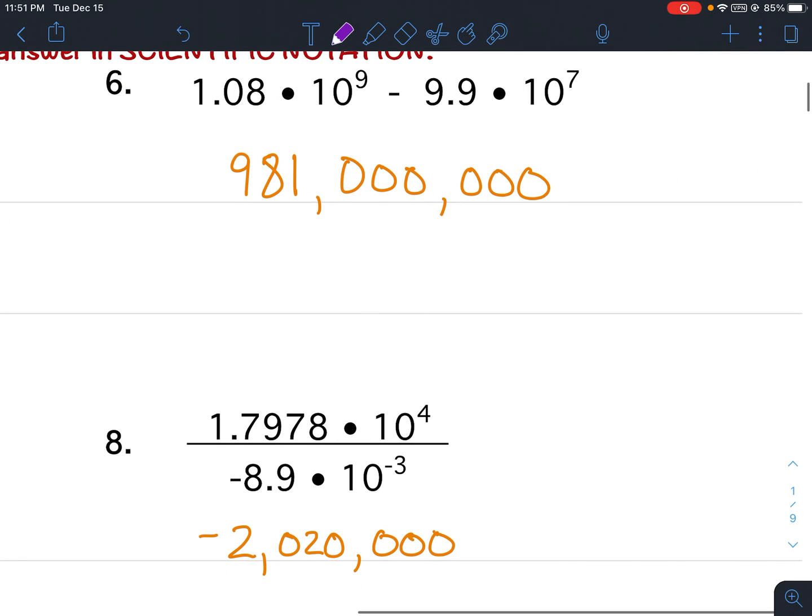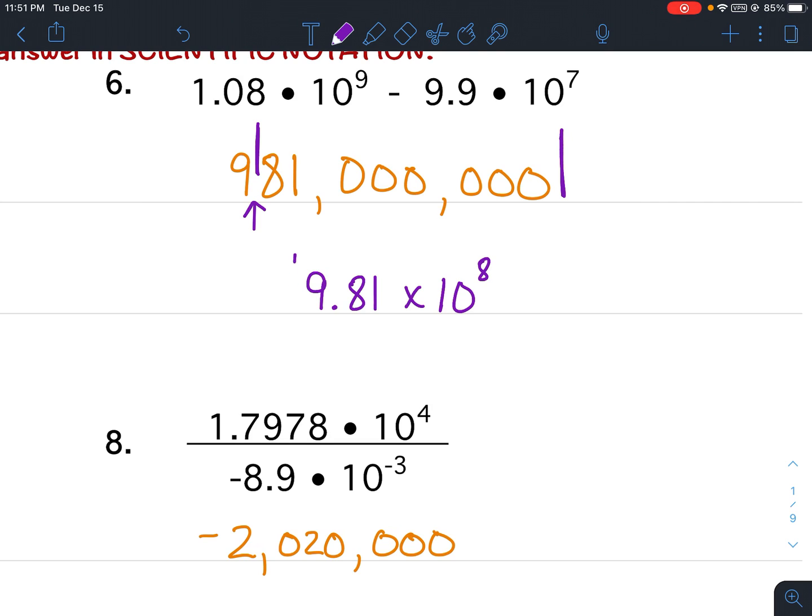If at any point I'm going too fast, just pause your video to get it written down. Number 6. The first non-zero number is 9, so 9.81 times 10 to the, well, the decimal is here at the end, and we're placing it here. So again, there's 8 numbers in between. So 9.81 times 10 to the 8th.